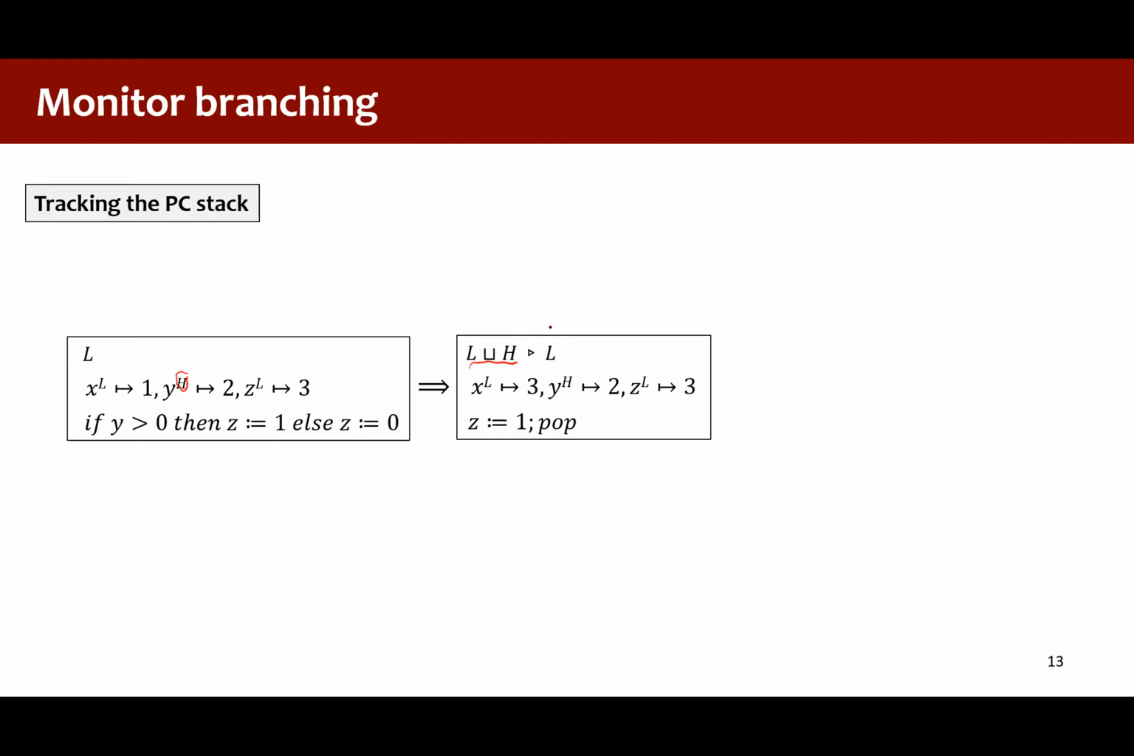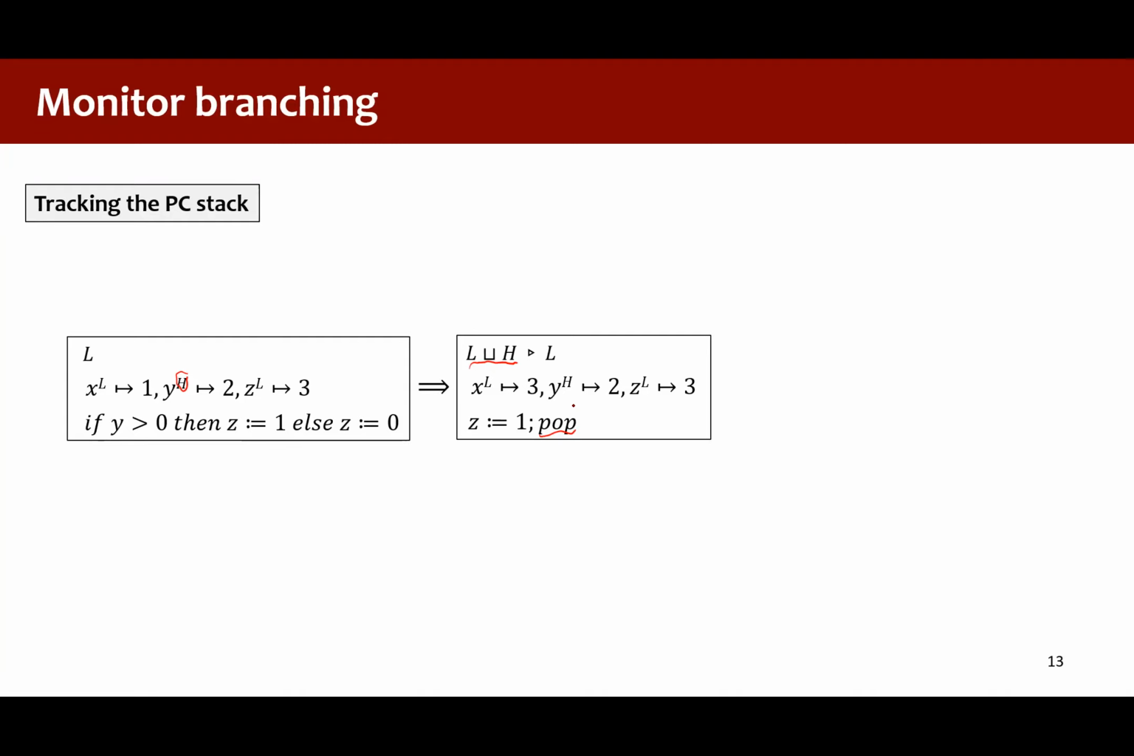The reason is that after the if statement, there are other commands also. If I don't have the stack, then the other commands after the if statement would have to be evaluated under a high PC context, which will cause you to rule out a lot of legitimate programs. Therefore, to be more precise, I need to keep track of a stack of PCs. When I go here, I add a pop to remember that when Z equals 1 is done, I need to pop the PC stack so that I go back to my original PC level, lowering the PC back to where it was.